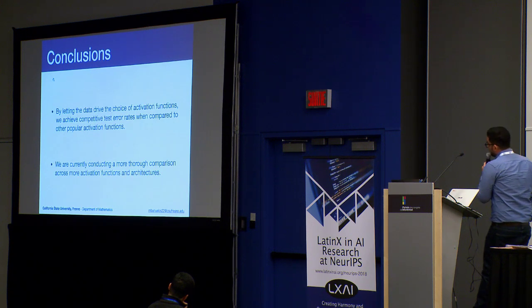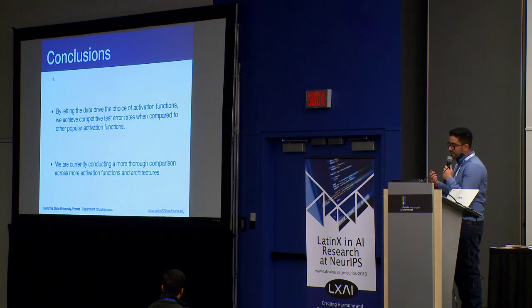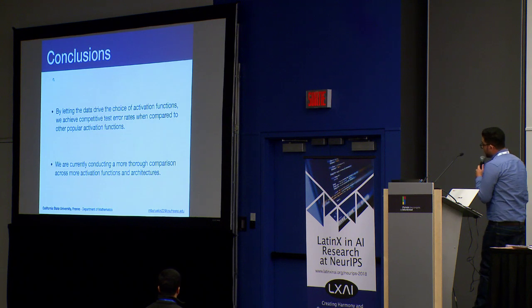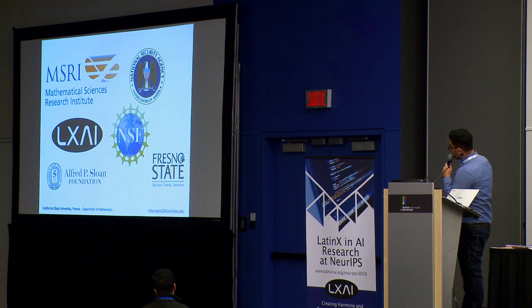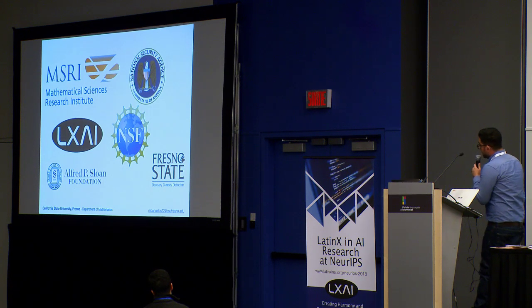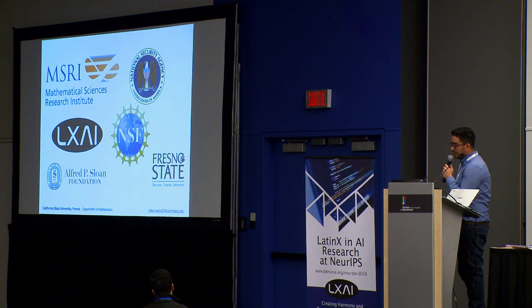And so some of the conclusions is that by letting this data drive the choice of activation functions, we achieve competitive test error rates when compared to popular activation functions. And we're currently conducting a more thorough comparison across more activation functions and architectures, as well as working on releasing this public data set for CIFAR-10 and CIFAR-100 with Poisson noise, as well as being downsampled. So with that, I'd like to thank the following institutions and funding agencies.